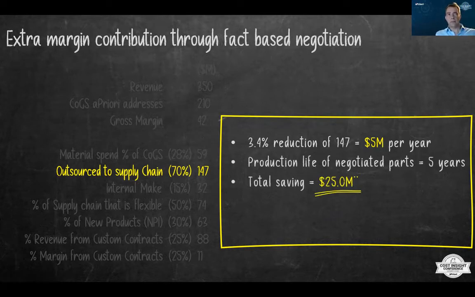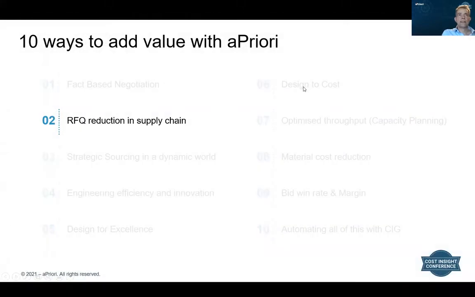This is why aPriori is used in this world most often, because there are some very large savings to be had by just getting aligned with the supply chain to reduce costs. The next area is reducing the amount of RFQs, quotation processes in the supply chain, because these quotation processes take time, energy, and draw away from our efficiency. And it also creates a situation where the suppliers are starting to respond to quotes when we are crying wolf. We are asking them to bid for things that they're probably not going to win. They're going to start putting their prices up accordingly.